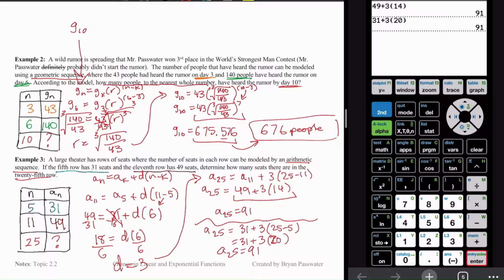So when we look back at the question, it's saying determine how many seats there are in the 25th row. So we know it's 91 seats.